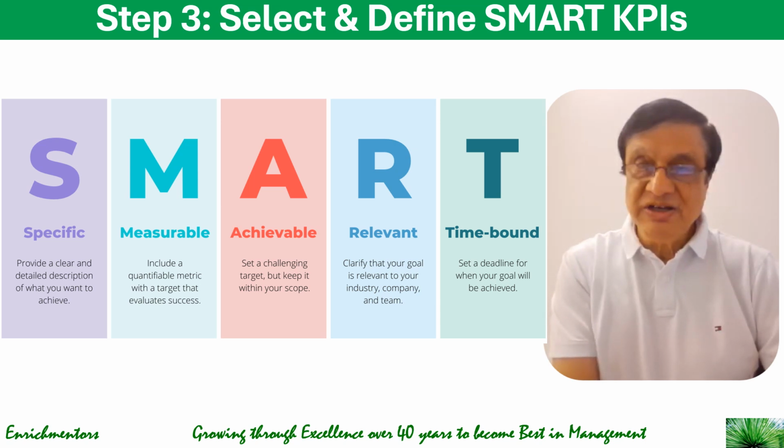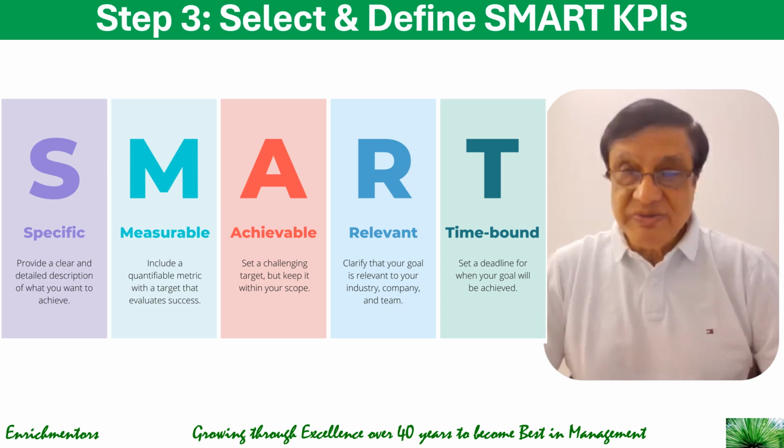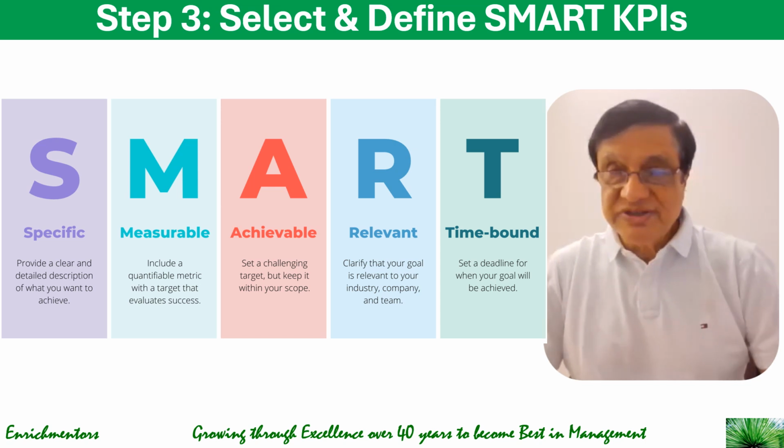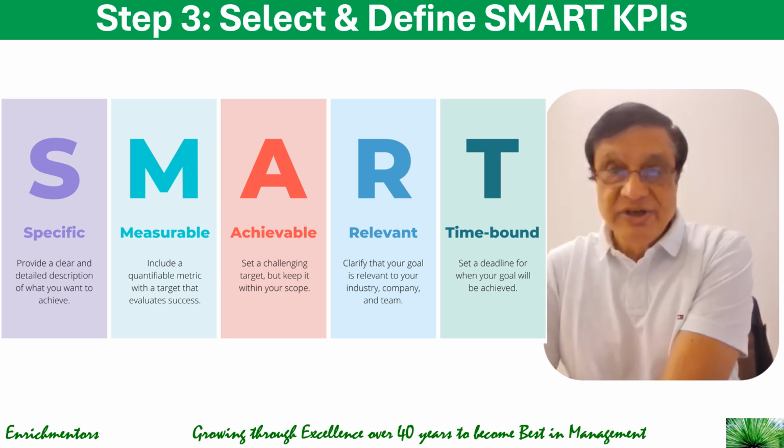SMART meaning specific, measurable, achievable, relevant, and time bound. Specific is in terms of they clearly define what is being measured. Second, measurable, that you are able to use data to track the progress. Achievable, ensuring that it is realistic based on the resources. Relevant, meaning it aligns with the business objectives. And time bound means you have set deadlines or time frames.